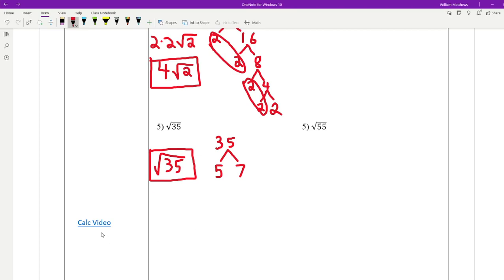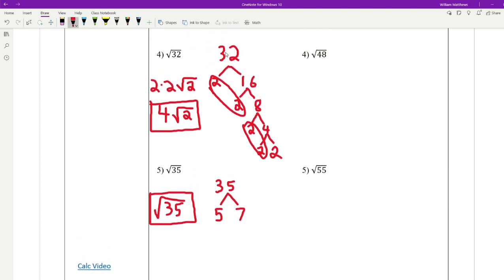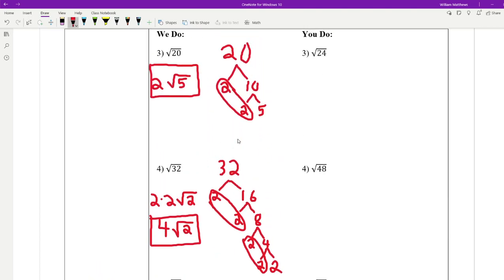Now at the bottom of my video, there is a calculator video for my class. This will show you how you can plug in the radical into your calculator to help you solve these problems outside of using the prime factor trees that we showed above.